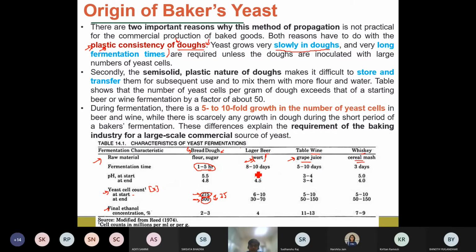For beer production, it is lager beer, it is 8 to 10 days. The wine is 5 to 10 days. Whiskey is 3 days. And if you look into this, the main thing to note is the yeast cell count. The starting yeast cell count at the start was around 6 to 10, but at the end the cell count has increased by 7 times.